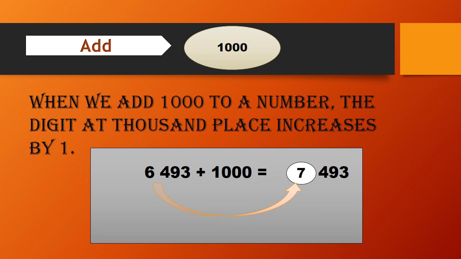The same rule applies when we have to add 1000. This time we will look at the thousands place number, and at the thousands place we have 6. So 6 will become 7. The rest of the digits will be written as they are. Isn't it very easy addition?